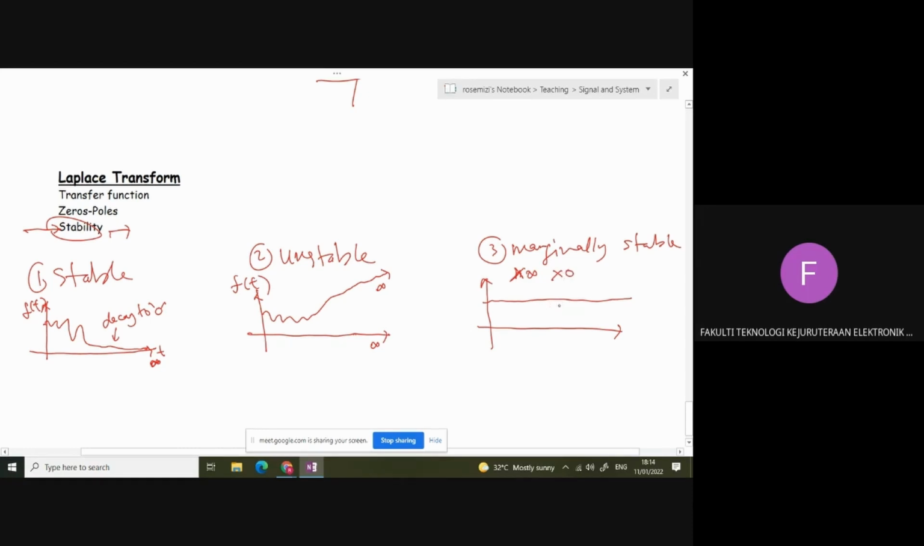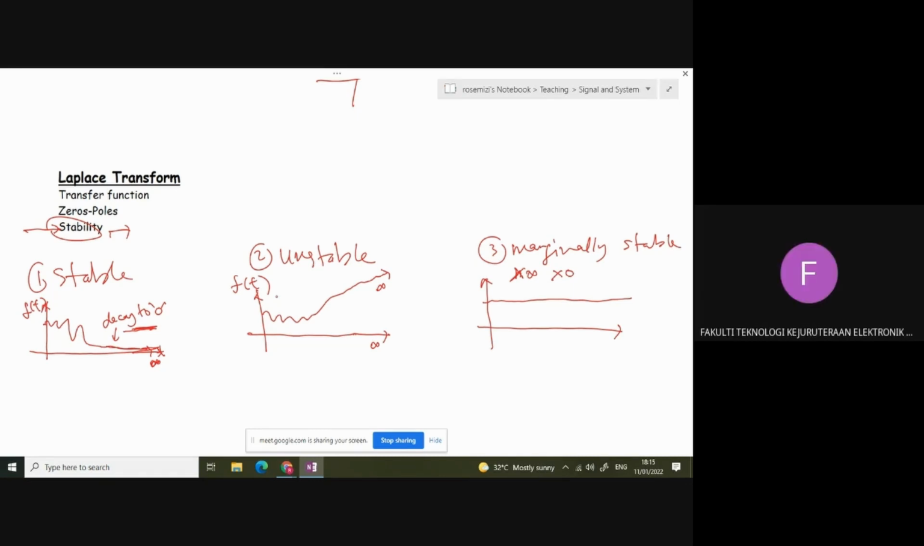Okay, is it clear what is stability? So for this system, we want our system to be stable, of course. Definitely we want our system stable, which means we want our system to decay to 0 as time approaches infinity. It's not that it only reaches 0 at infinity. So it's a stable system. Okay?